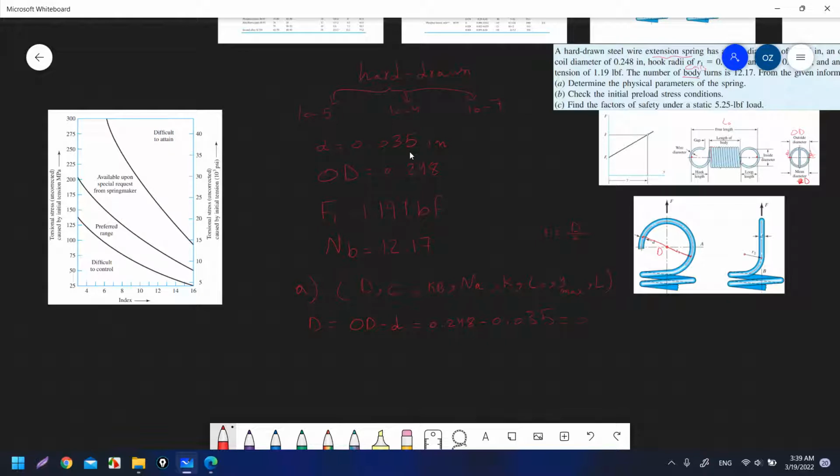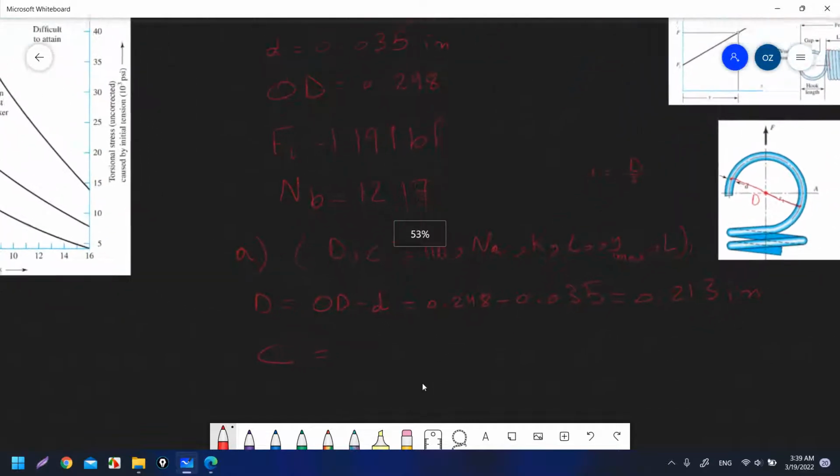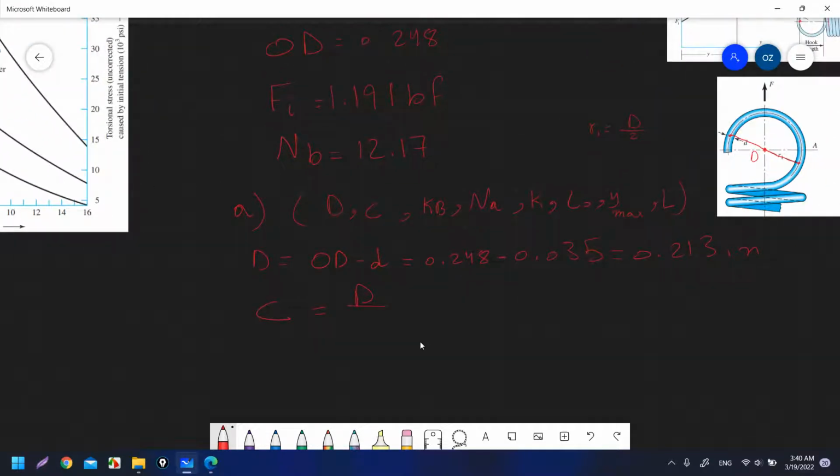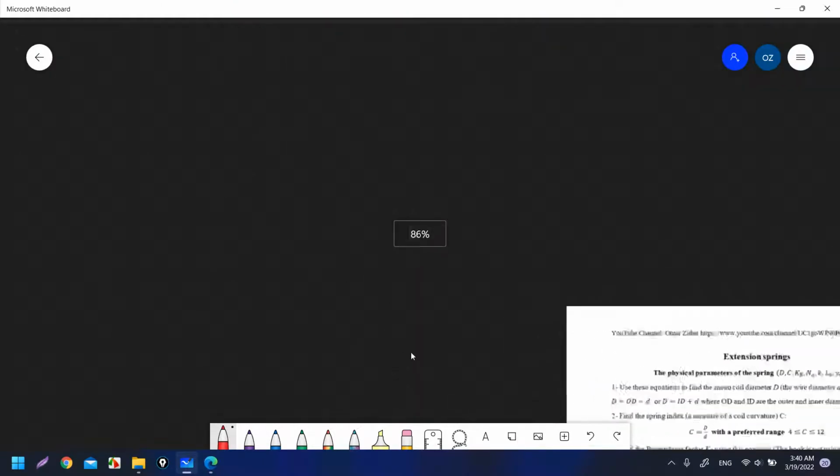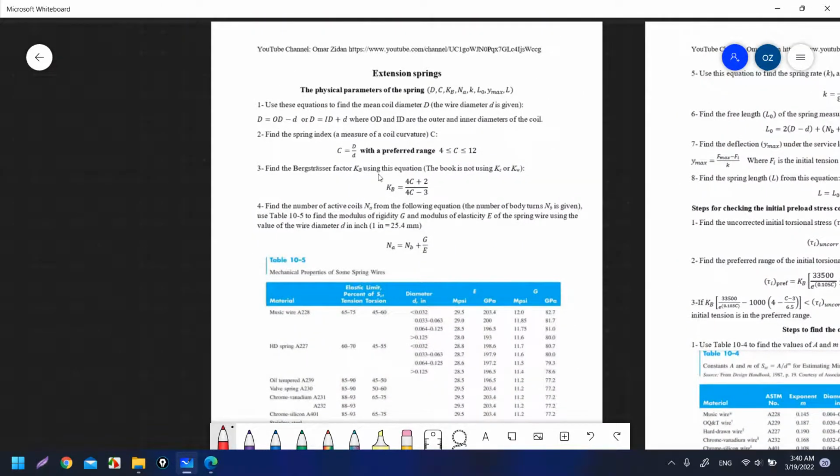So this will give me 0.213 inch. Okay, for C, the spring index, it is the mean coil diameter over the wire diameter. Okay, this is 0.213 over the wire diameter, which is 0.035. Okay, this will give you that the spring index is 6.0857, and it is in the preferred range because it is between 4 and 12. Okay, the preferred range is between 4 and 12.